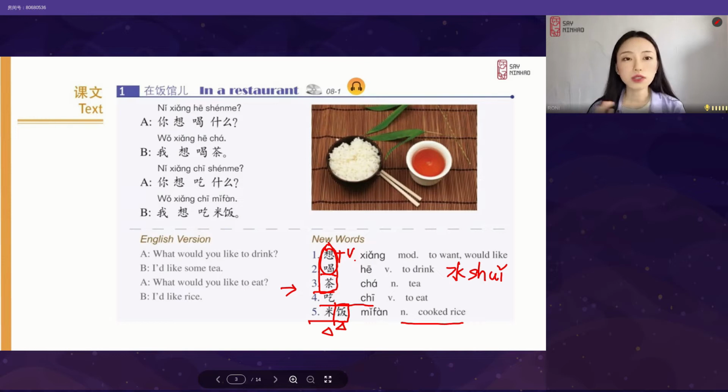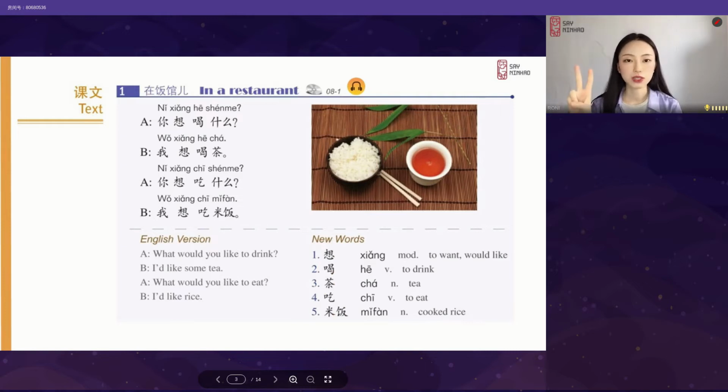Okay, try to ask another question. What do you want to eat? Then it is 你想吃什么. Yes, it is the same structure as the 你想喝什么 we've said before. Okay, 你想吃什么. Now let's try to read these new words from start each 4 times. 3, 2, 1. 想, 喝, 茶, 吃, 米饭. Okay, very good. Now let's move on to our text.